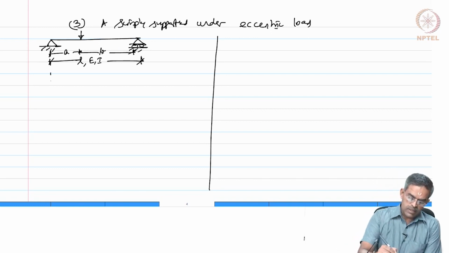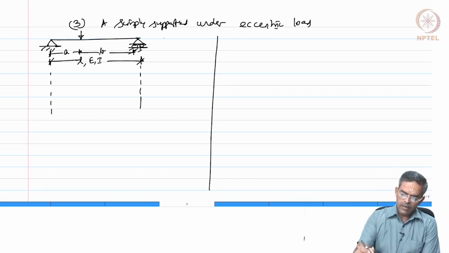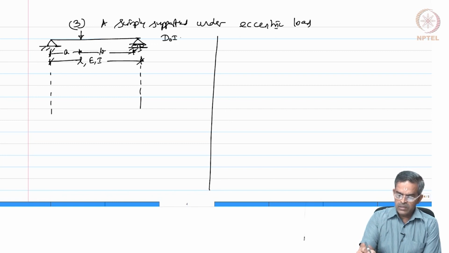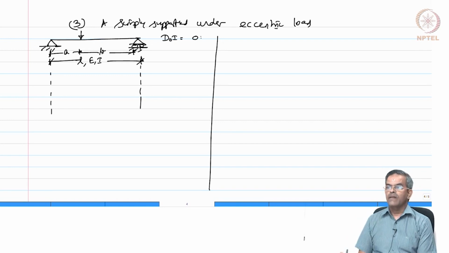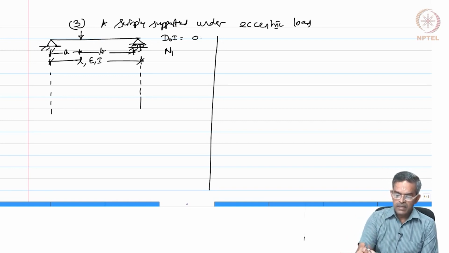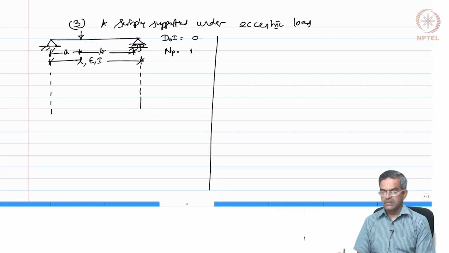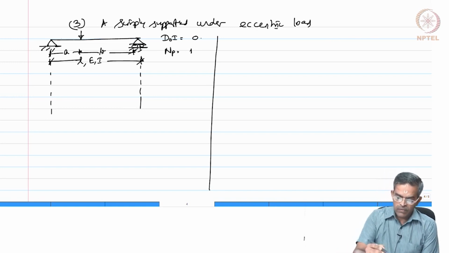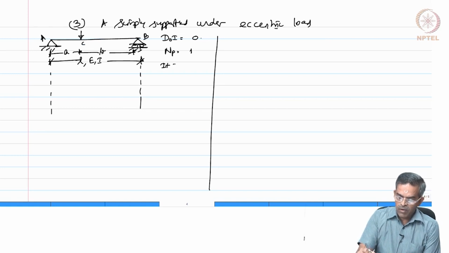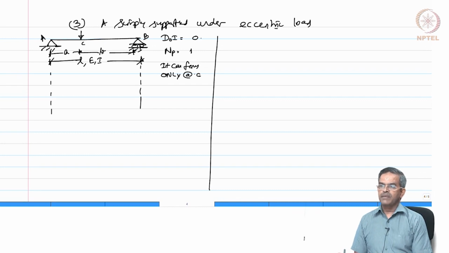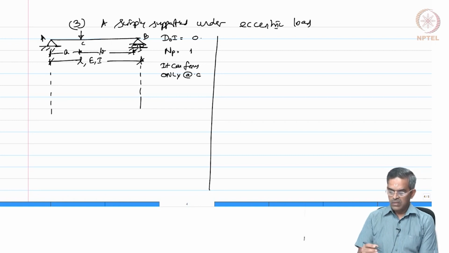Let me draw the statically admissible bending moment diagram. Let us first ask, what is the degree of indeterminacy for this beam? It is 0, is it not? Nil. So, how many plastic hinges do I need? I need only one plastic hinge. Where can it form? Let us say this is my A, this is my B and C. So, it can form only at C. It cannot form at A and B because A and B are already hinged connections. So, let us draw the bending moment diagram.